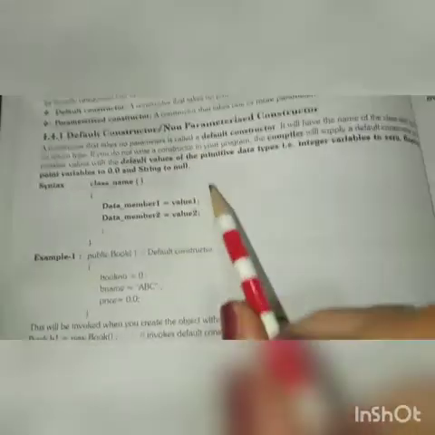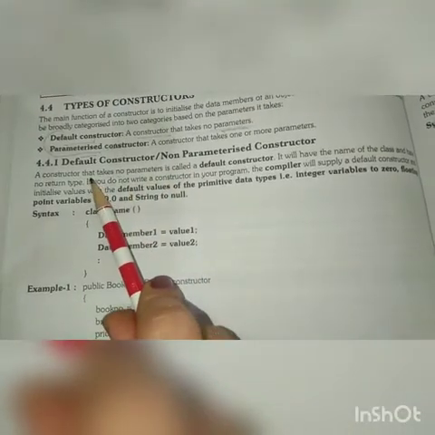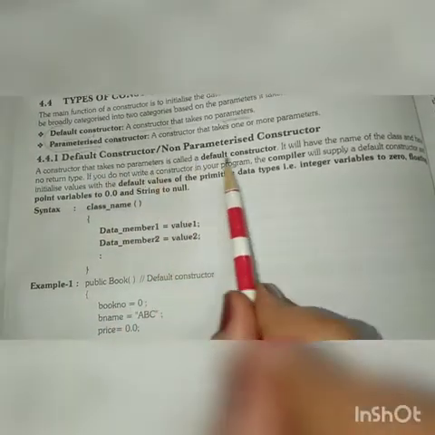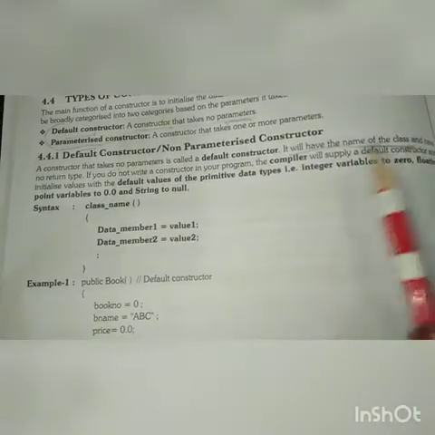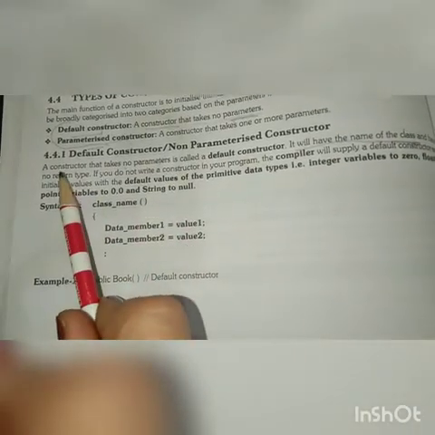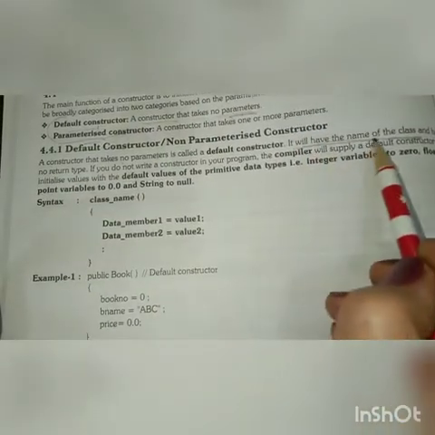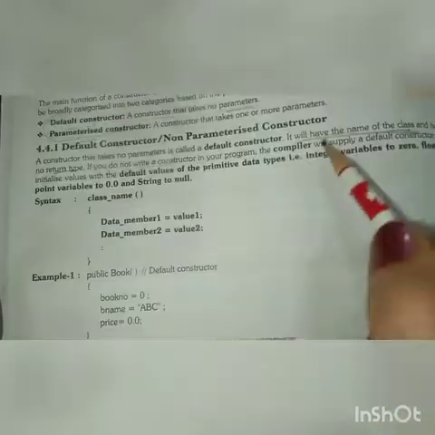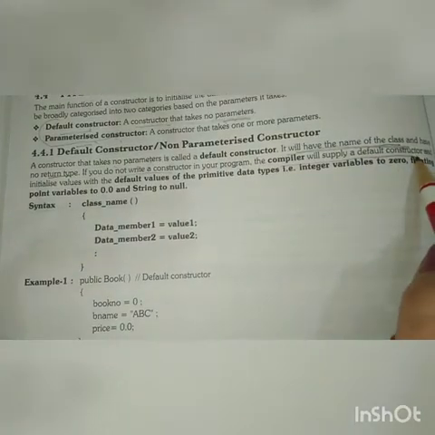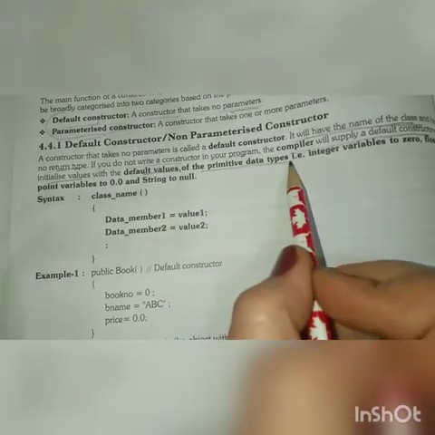Let's study the default or non-parameterized constructor. The definition is, I hope, clear. A constructor that takes no parameter is called a default constructor. It will have the same name as that of the class and have no return type. The same two characteristics that we have already done. If you do not write a constructor in your program, the compiler will supply a default constructor and initialize with the default values of the primitive data types.